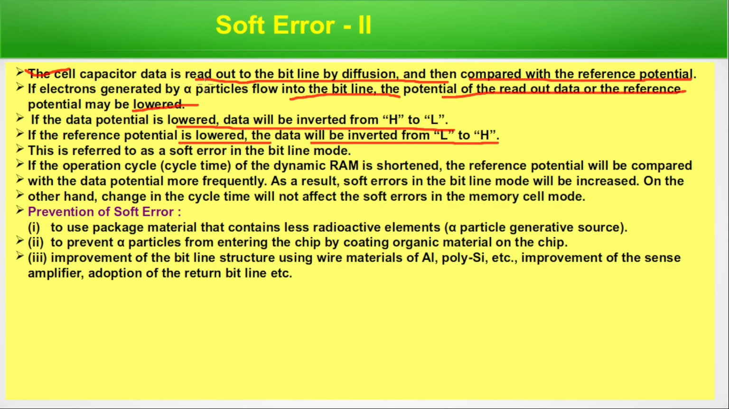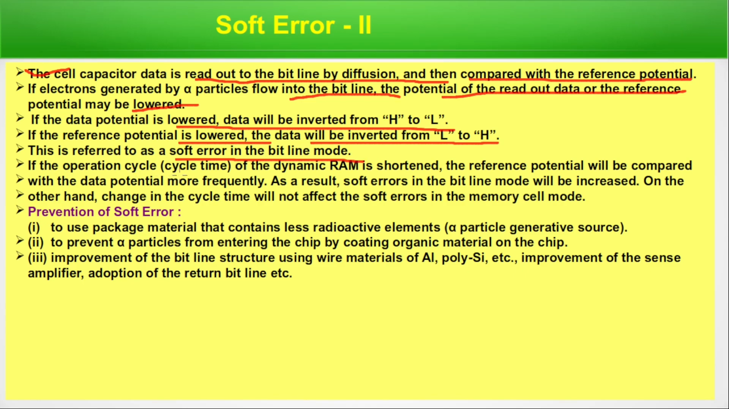The cell capacitor data is read out by the bit line by diffusion and then compared with the reference potential. It's determined by comparing with the reference potential whether the bit line is at high or low. Now, if the generated alpha particles flow into the bit line, so electrons are there, the potential of the readout data or reference potential gets lowered. If the data potential is lowered, data will invert from high to low. If the reference potential is lowered, the data will invert from low to high because comparison is there. We are doing a comparative study. So if the reference potential gets lowered, the data will become higher. This is referred to as soft error in the bit line mode.